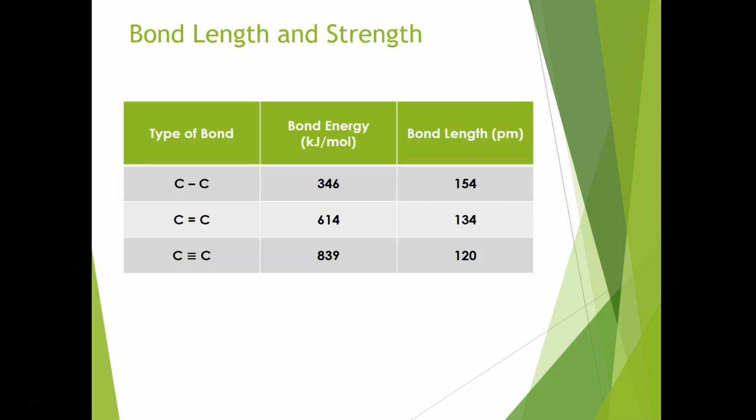Now, bond lengths and strengths. Here we have some data for various carbon-carbon bonds. We're looking at the bond energy in kilojoules per mole. That is the energy required to break that bond. It's also the energy released when that bond is formed. We'll talk more about that in Unit 5. But we can see as we go from the carbon-carbon single to double to triple bond, the energy required to break the bond increases, so the bonds become stronger. If we look at the lengths of the bonds as we go from single to double to triple, we see that the lengths of the bond actually get shorter. So the rule of thumb is that the more bonds you have, the stronger they become and the shorter they become.